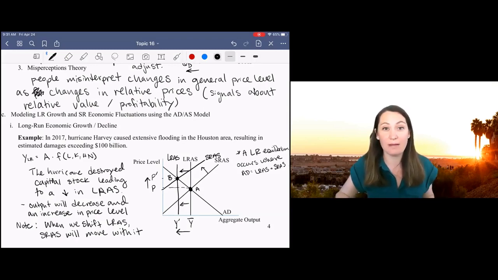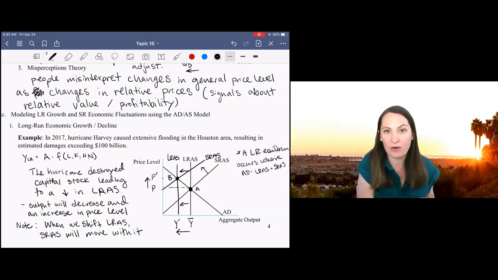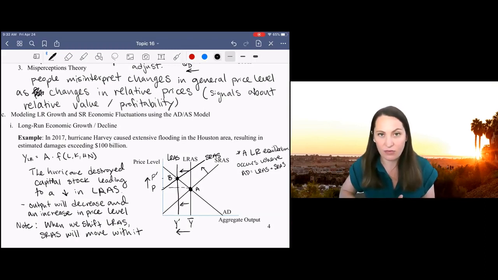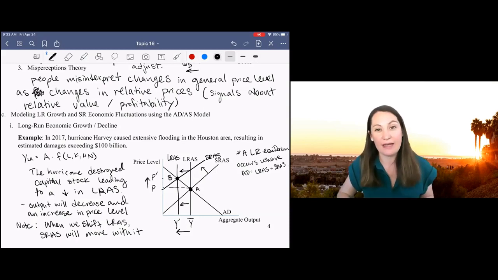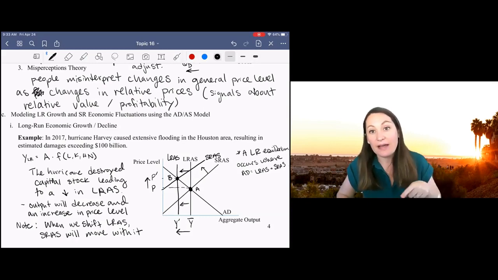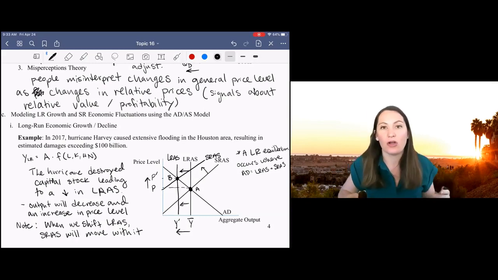In the next video, we're going to start to look at short run business cycle fluctuations. Again, we're drawing this distinction between long run economic growth and short run business cycle fluctuations. And that is the primary motivation behind this model, to look at why we see these big fluctuations up and down, up and down, up and down along our long run rate of growth.